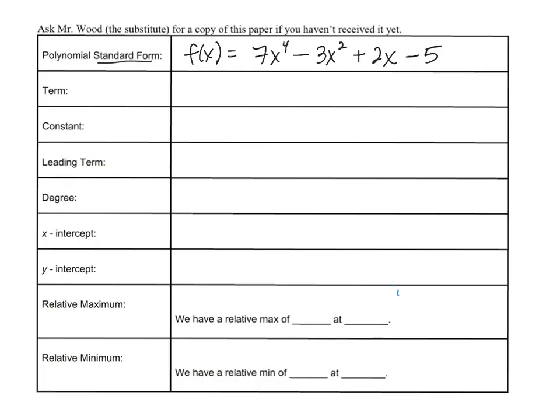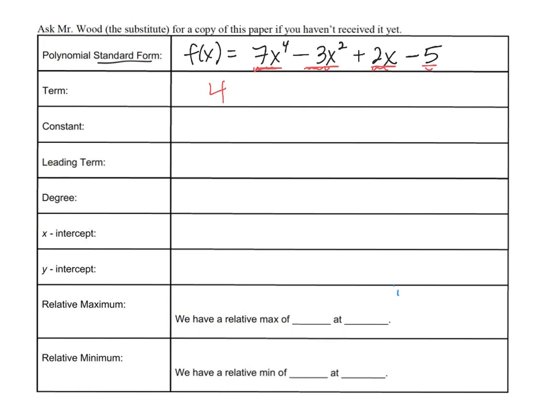Now, what is a term? So this polynomial that I gave you has 4 individual terms. Terms are these individual pieces that are separated by plus and minus signs. So 7x to the fourth is a term, negative 3x squared is a term, positive 2x is a term, and minus 5 is a term.